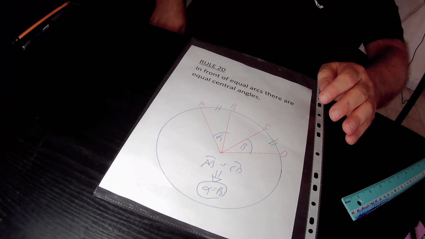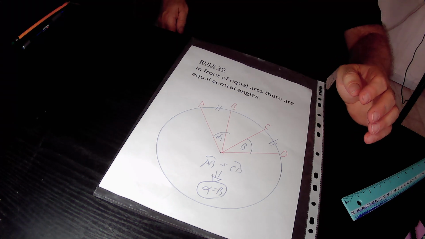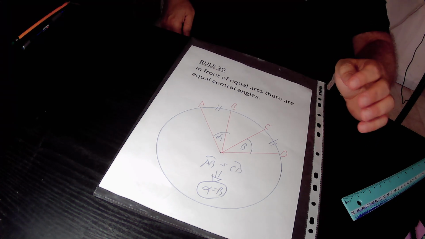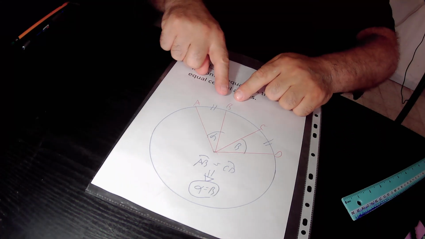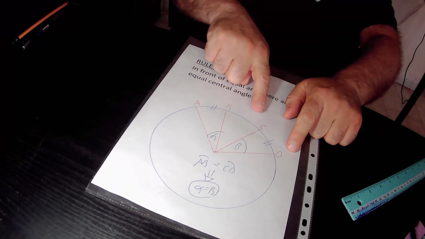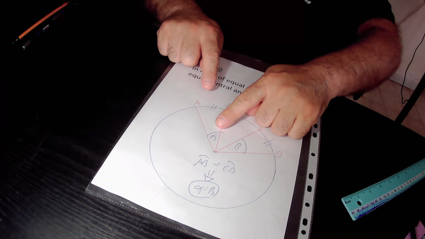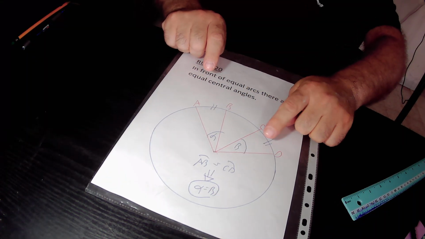According to rule 20, in front of equal arcs in the circle, there are equal central angles. In the drawing, we have a circle, and we have here arc AB that is equal to arc CD. In front of arc AB, we have central angle alpha. In front of arc CD, we have central angle beta.